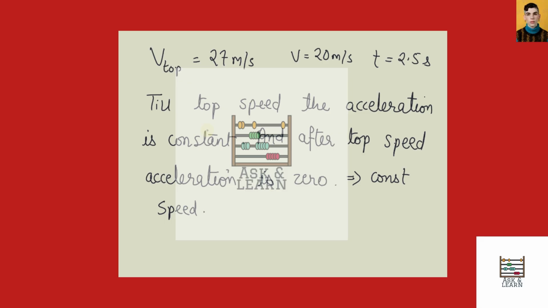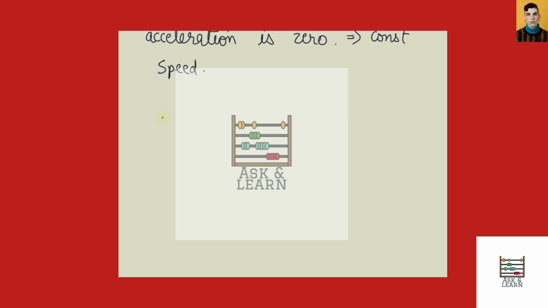assuming acceleration is constant until, so this piece of information which is over here is very important to solve this problem. So let's see, assuming acceleration is constant until top speed is reached and is zero thereafter. So what it implies is that till top speed the acceleration is constant. We will use this while solving the problem, and after the top speed the acceleration is zero. Now acceleration zero implies that the object is moving with a constant speed. So acceleration zero implies constant speed. So this piece of information we will use, which is very important.